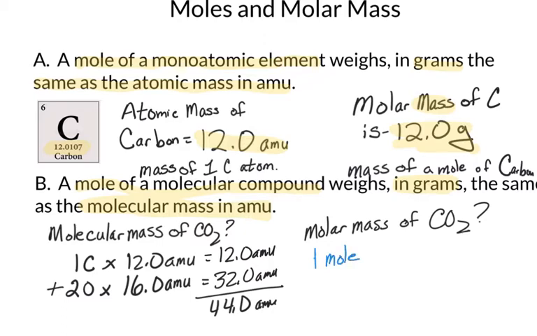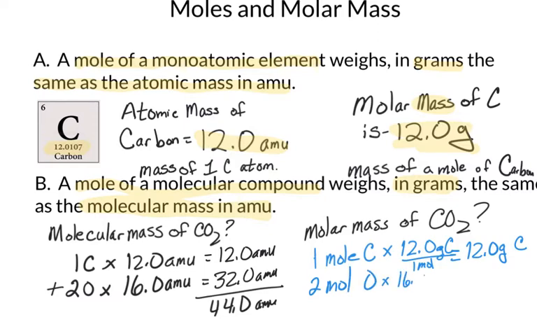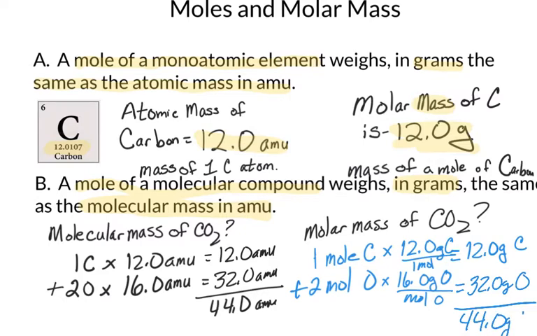What do I do when I look at molar mass? In this case, you're going to say carbon. I have 1 mole of carbon atoms. Each mole of carbon atoms weighs 12.0 grams. And I'm going to add to that the 2 moles of oxygen atoms. A mole of oxygen atoms weighs 16 grams. I have 2 moles, so that's a total of 32 grams of oxygen, plus the 12 grams of carbon that we have, and we get a total of 44.0 grams of carbon dioxide.